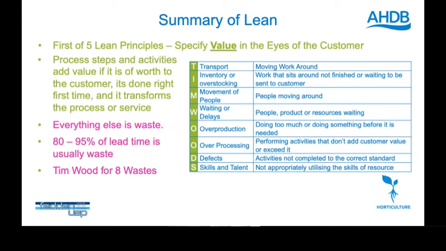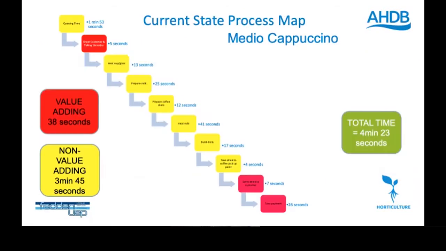And then the skills and talent side of things is just getting better utilisation out of the people that you've got within the business. So just recognising that if you're employing people to do waste, you're not getting the best out of those individuals and what they can potentially deliver to the business in terms of value. So that's the summary of what we covered in module 1.